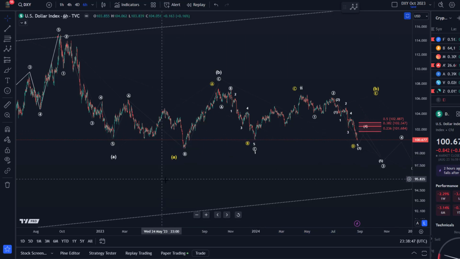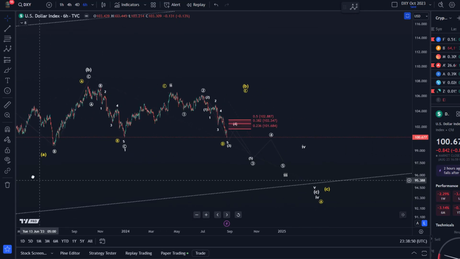We've even broken that trend line. Yes, actually looking quite good. It is looking quite good. So I'll keep you updated.